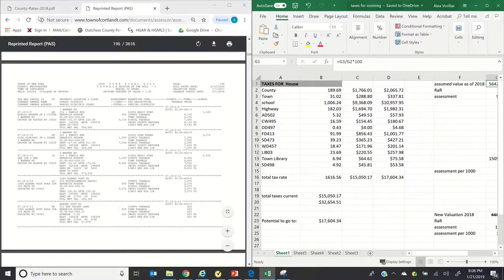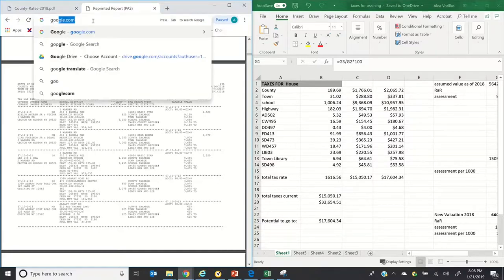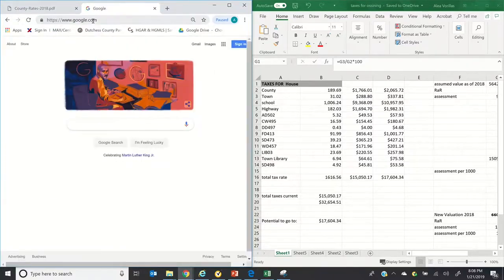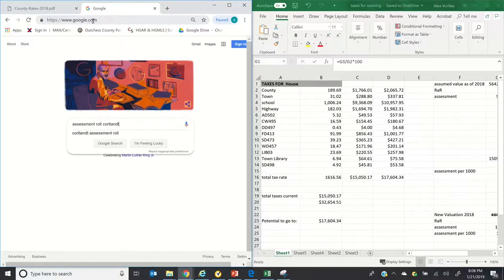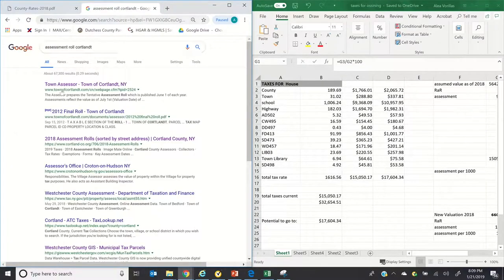Okay, so if you go into Google and you look up the assessment roll, the assessment roll comes out on an annual basis and will tell you what your new assessment is per year. Okay, so assessment roll, we're looking in Cortland. You can type in any municipality. Town assessor's office will usually come up for whatever municipality you're looking up, because almost every municipality has their assessment roll on their town assessor page.